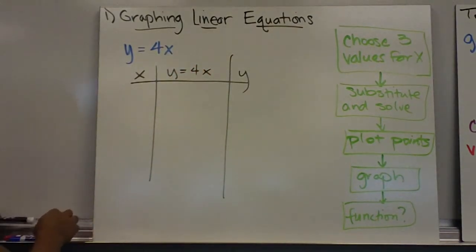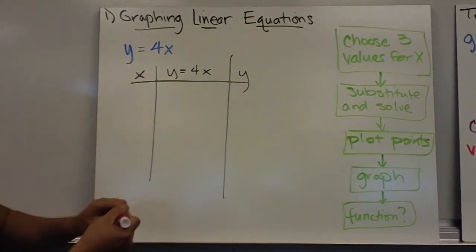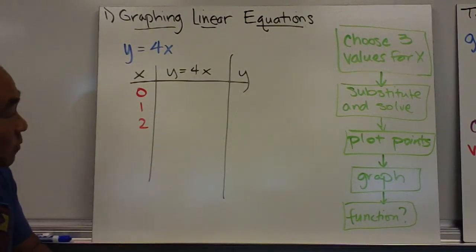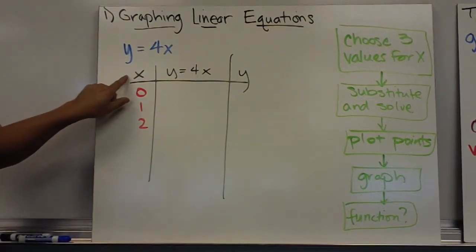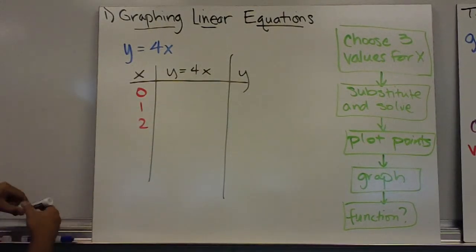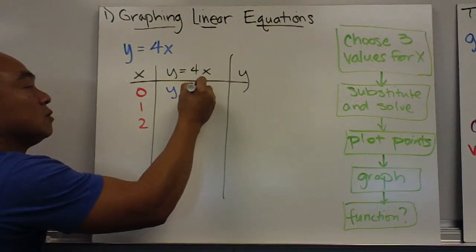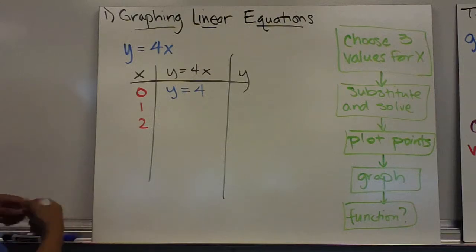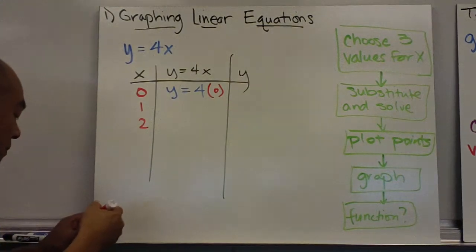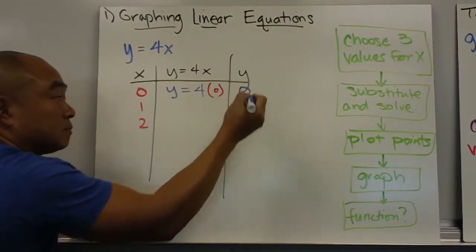Again, we're going to choose three values for x. The values I'm going to choose are 0, 1, and 2. You can choose any values you want. We're going to substitute these values into x. So let's rewrite this: y is equal to 4 times 0, because that's what we chose x to be. Our answer is 4 times 0, which is 0, and that's our y.